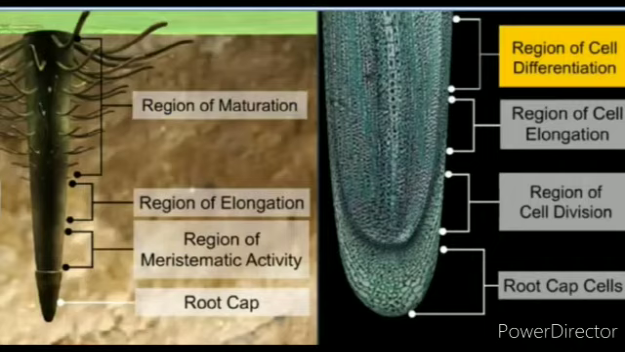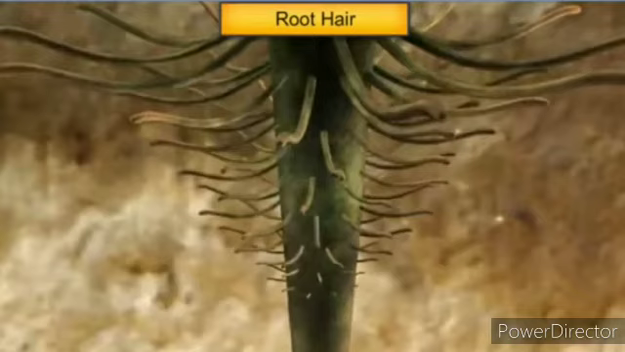Region of maturation means that after the region of elongation, the region of maturation is present. The matured cells gradually differentiate and mature. This region is called the region of maturation. From this region, some of the epidermal cells, the outer layer cells, form thin thread-like structures called root hairs. These root hairs absorb water and minerals from the soil.